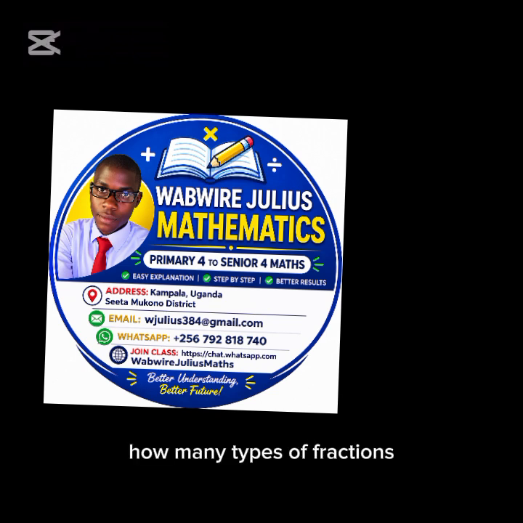Here we have types of fractions. Members, how many types of fractions do you know? Actually, in actual sense, we have basically got 3 types of fractions. Among them, the first one being proper fraction.